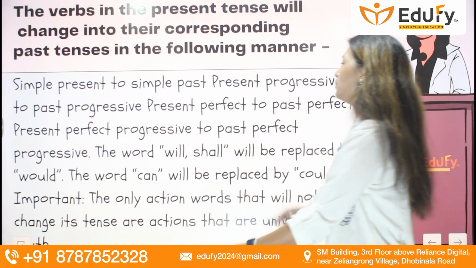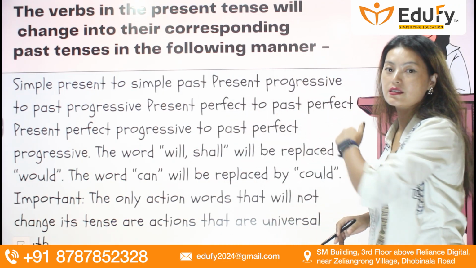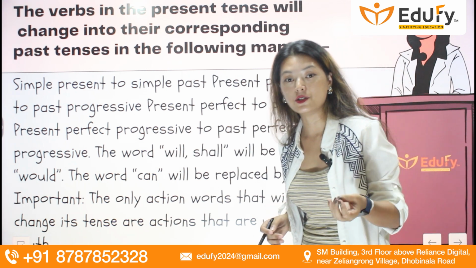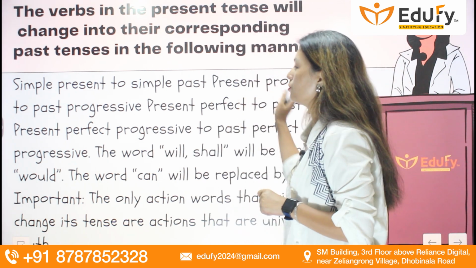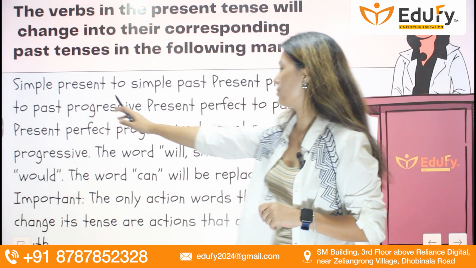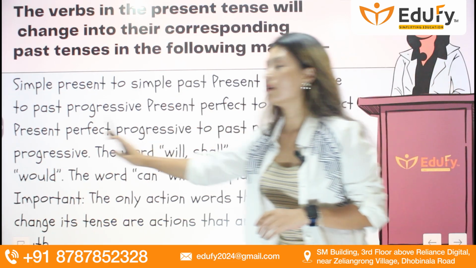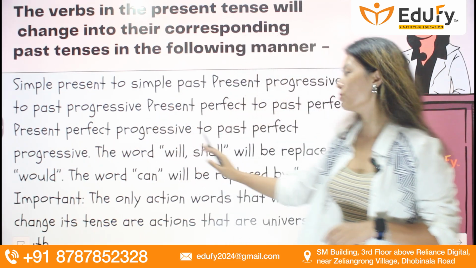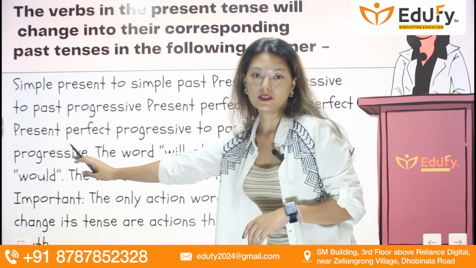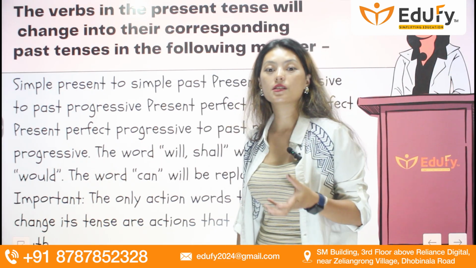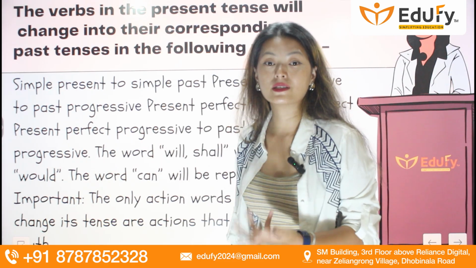Similarly, when we go to present progressive, also known as present continuous, how do you change it? We will change it into past continuous. Same thing, present perfect will change to past perfect, and present perfect continuous will change to past perfect continuous. So these are the changes that you make when you have a present tense sentence.